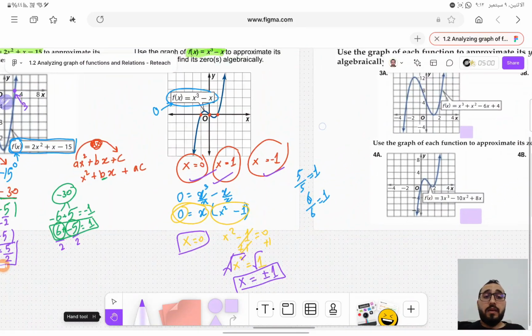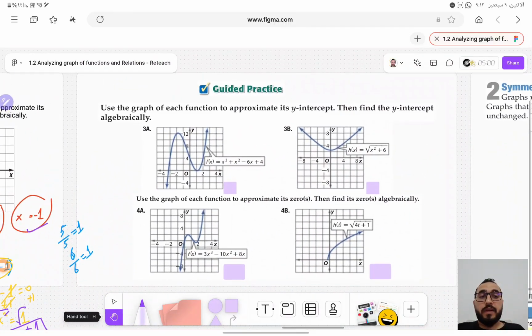Now, here we have also some guided practice. Try to solve them, and if you need anything, please let me know.